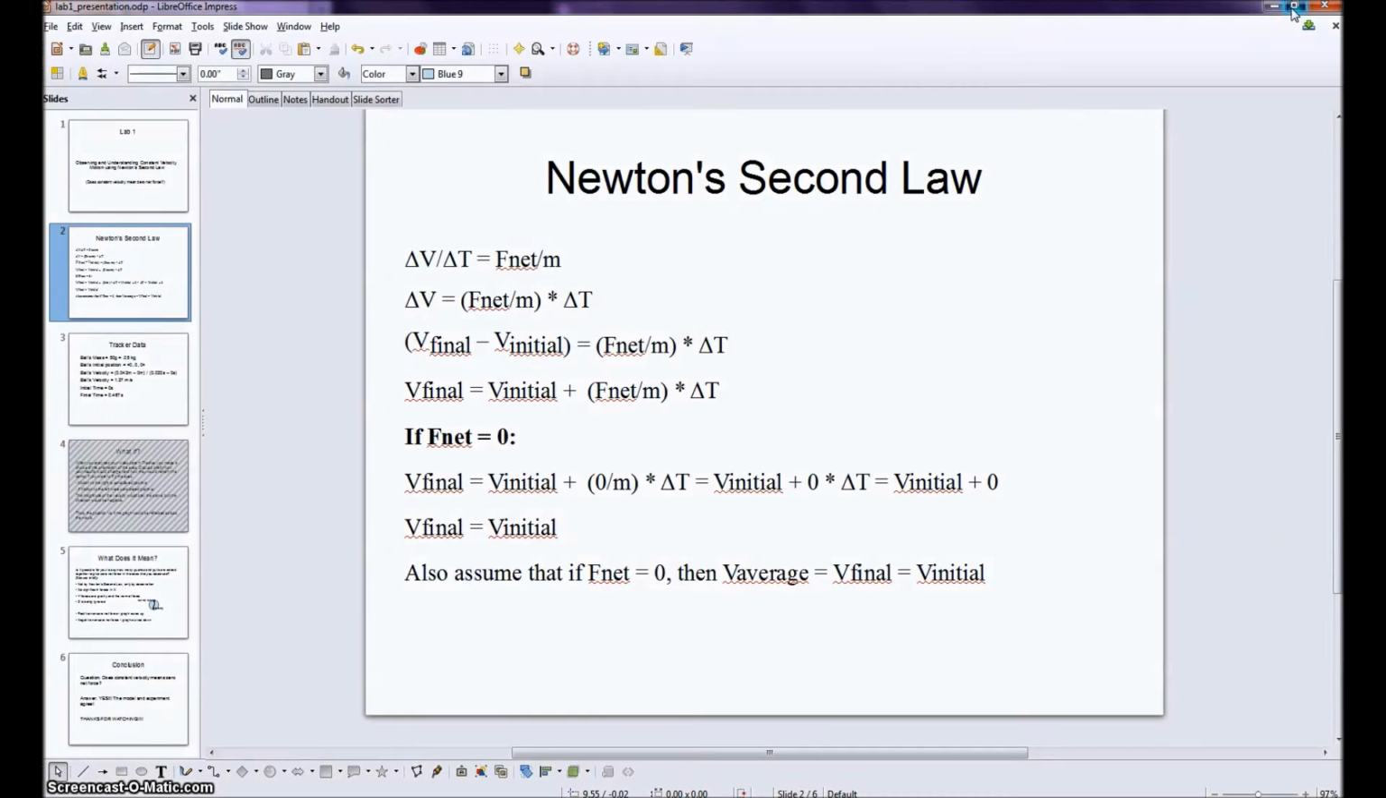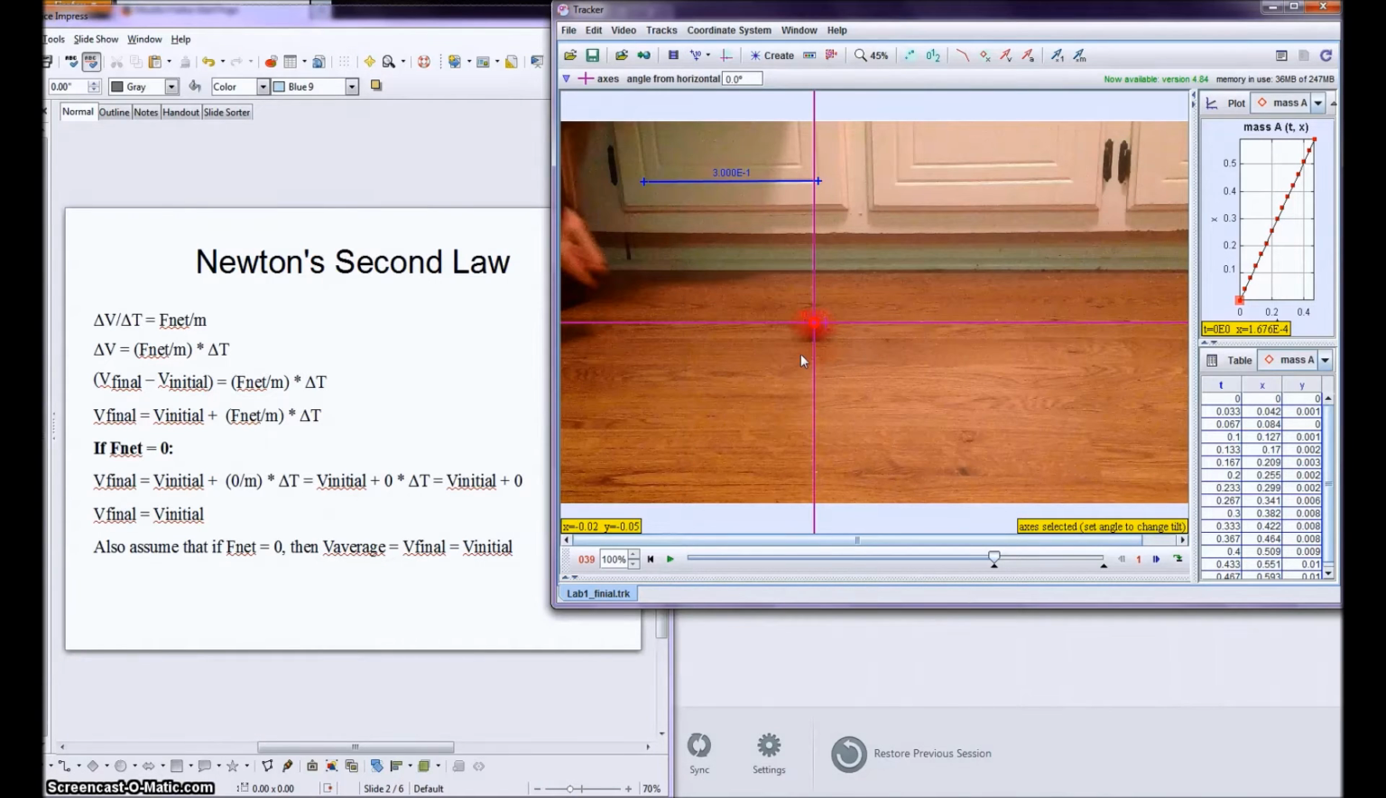In my video, I had my dad roll a 50-gram ball across the floor. I started my tracker analysis of the ball slightly after it left his hand because up until that point it was accelerating. I set the origin to be the center of the ball, and then I tracked the translation of the center of the ball to create this graph and this data set.